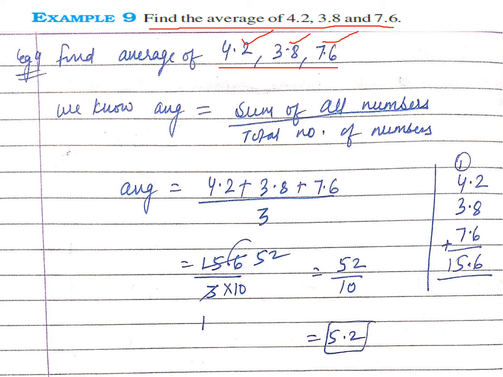So the formula of average: AVG is the symbol of average. Average is equal to the sum of all numbers or observations divided by the total number of numbers. So you have to count also, or you can say the number of observations. Here we have 3 observations. So this value is 3 and this we have to find. Let's see, (4.2 + 3.8 + 7.6) upon 3.